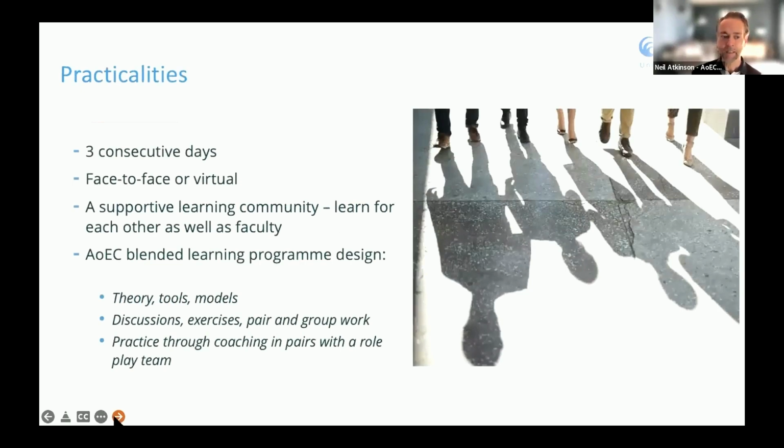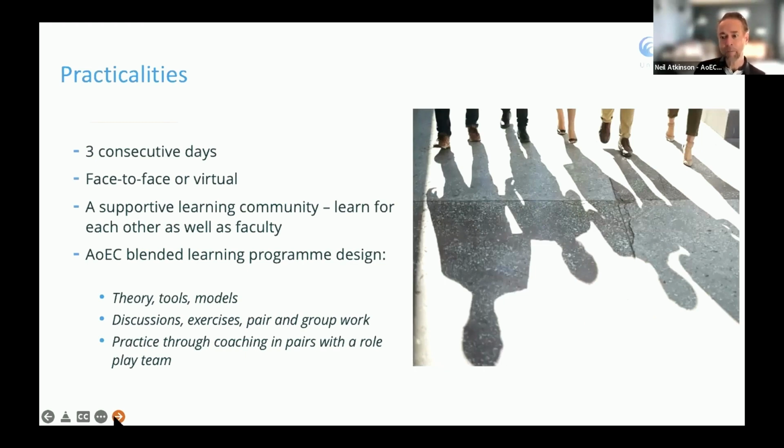So what does that look like in practice? Like the STCC, the certificate, this is 3 days, but we don't have the pre and post sessions. So we look at 3 consecutive days. There isn't any pre-work for the program. And we've been running it virtually until recently, and hopefully shifting more into also offering it face-to-face throughout the course of this year. And if you've already undertaken an AoEC program, I think the style of the design and facilitation of this program is going to be very familiar to you, because it's following some of those core AoEC principles.